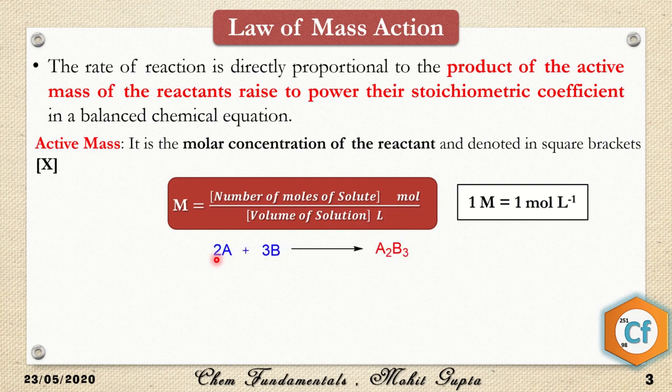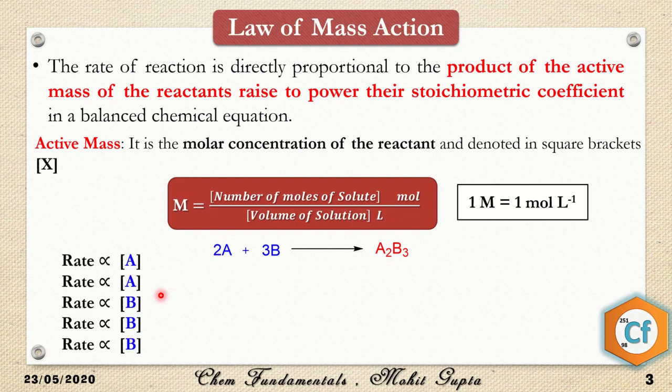So let's take an example. This is your balanced chemical equation: 2A plus 3B gives us A2B3. The stoichiometric coefficients of the reactants are 2 and 3, and the stoichiometric coefficient of the product is 1. Since nothing is written there, we can say the stoichiometric coefficient of the product is 1. So from the law of mass action, the rate of a reaction is directly proportional to the active masses of the reactants, that is, the molarity of the reactants.